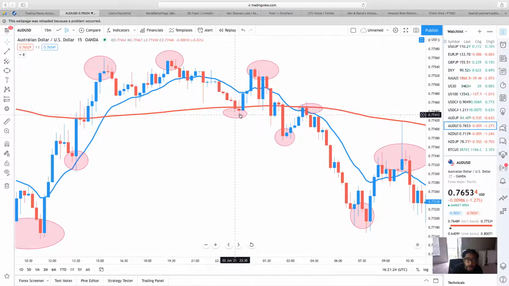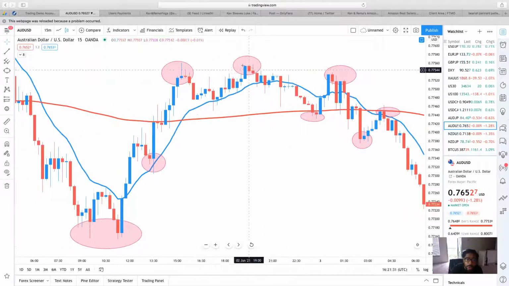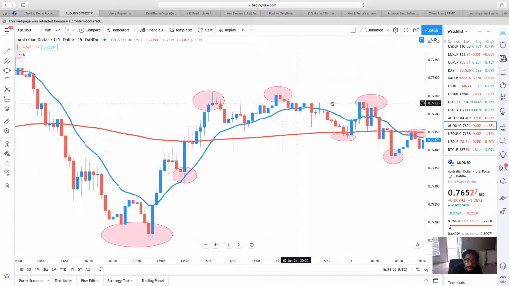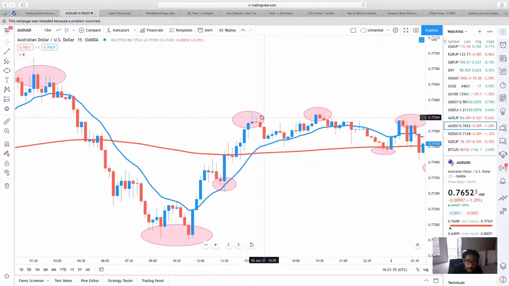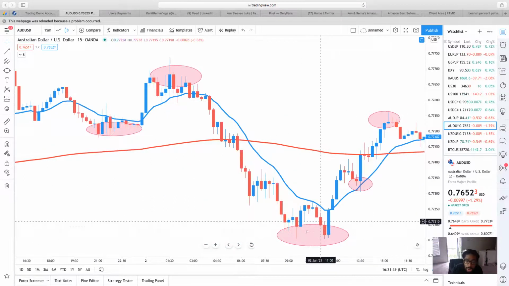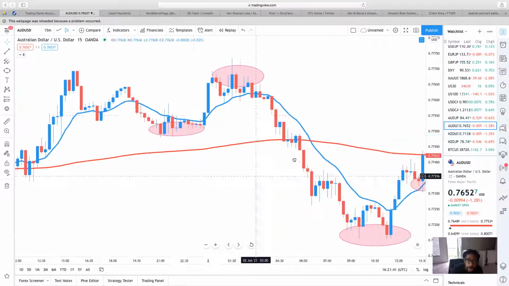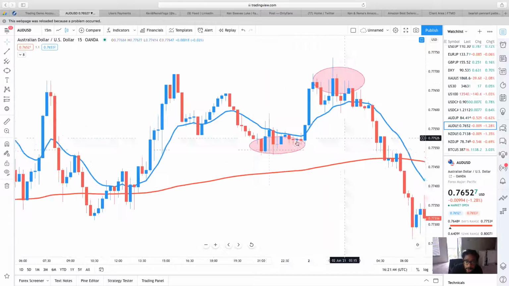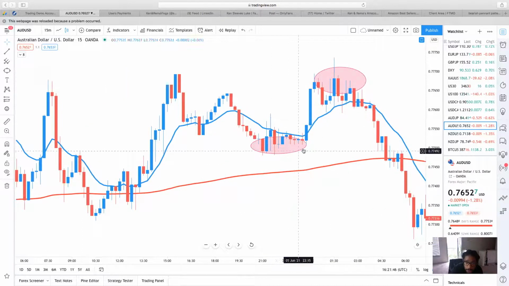on and on. Exhaustion, wick rejections here, exhaustion, price pushed up. Wick rejections here, exhaustion, price pushed down. Exhaustion in the uptrend, price pushed down. Exhaustion in the downtrend, price pushed up. Exhaustion in the uptrend, price pushed down, exhaustion in the downtrend, price pushed up.